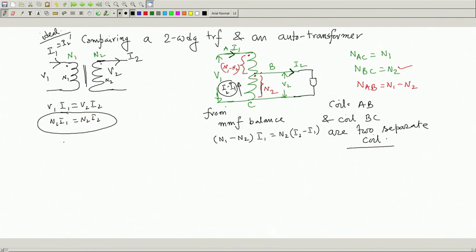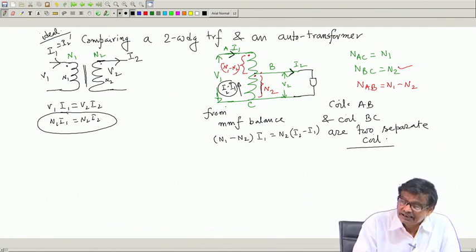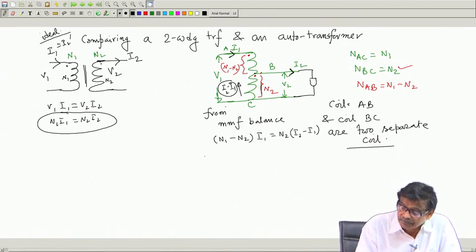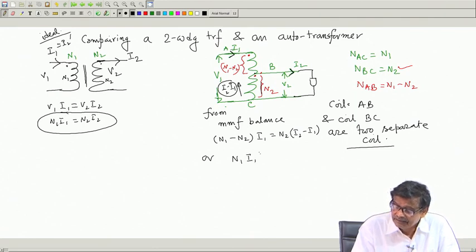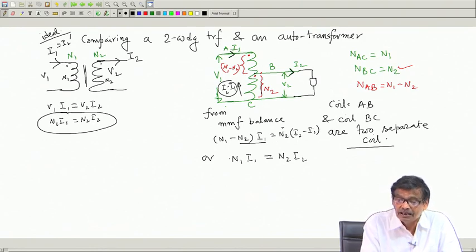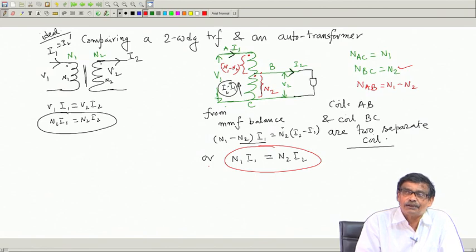N 1 I 1 equal to N 2 I 2. But in the case of an auto transformer, I get this relation, or I will say that N 1 I 1 minus N 2 I 1 equals N 2 I 2. So, minus N 2 into I 1, this term and this and minus N 2 I 1 will cancel out, once again giving you this relationship, same as this fellow.